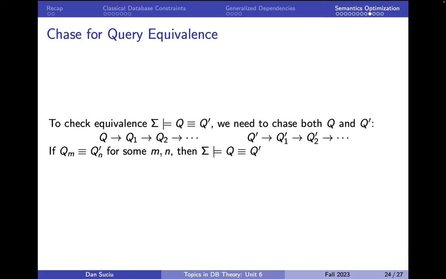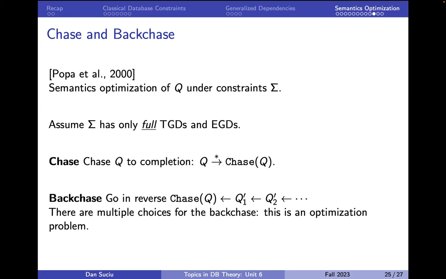Good. So let's move on to the semantic optimization I promised. Just a quick note: to check equivalence instead of containment, you need to chase both queries and hope that eventually you find two versions that are equivalent. That's all there is. So let's talk about semantic optimization. And I'm basing this on a beautiful paper, it's actually a line of work, they have more papers, called Chase and Backchase. It's a very simple message. Let me put it this way: how to use the chase principle to do semantic query optimization.